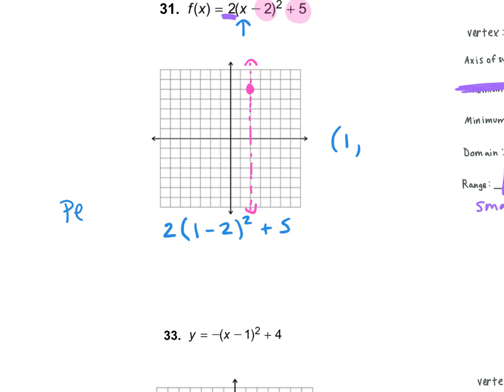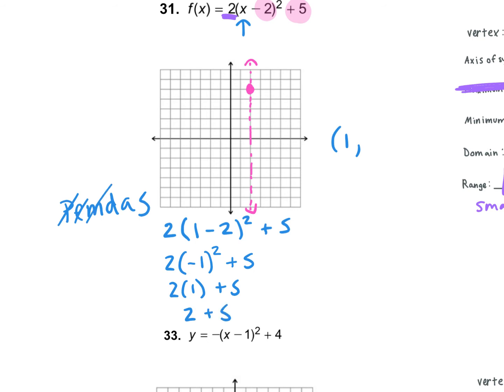Don't forget our order of operations, PEMDAS. So what do I have to do first? Parentheses. What's 1 minus 2? -1. What do I do next? Exponent. So what's -1 squared? 1. So 2 times 1 plus 5. What do I do next? Multiply. 2 times 1 would be 2. And then what's 2 plus 5? 7. So I plugged in 1 and got 7.